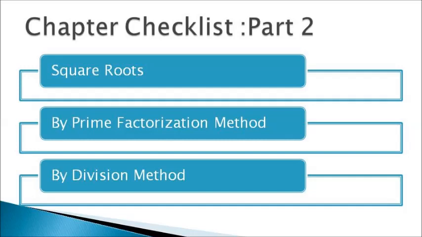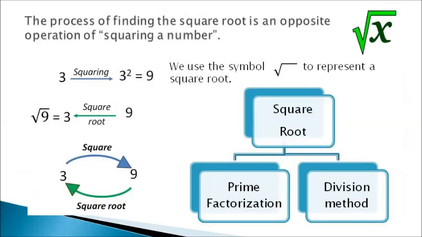In this part, we are going to learn what square roots are and which two methods we are going to use to find the square roots, that is the prime factorization method and the division method. We can find the square root of any square number, and the process of finding the square root is an opposite operation of finding a square.